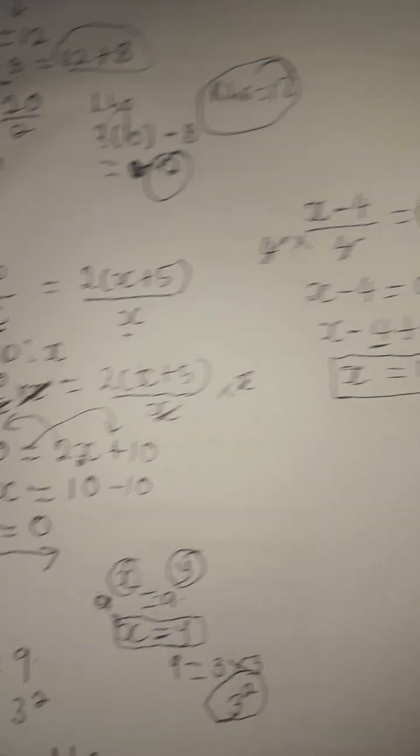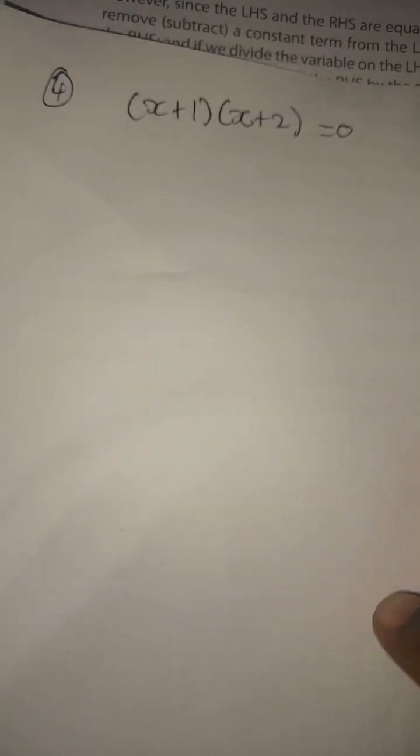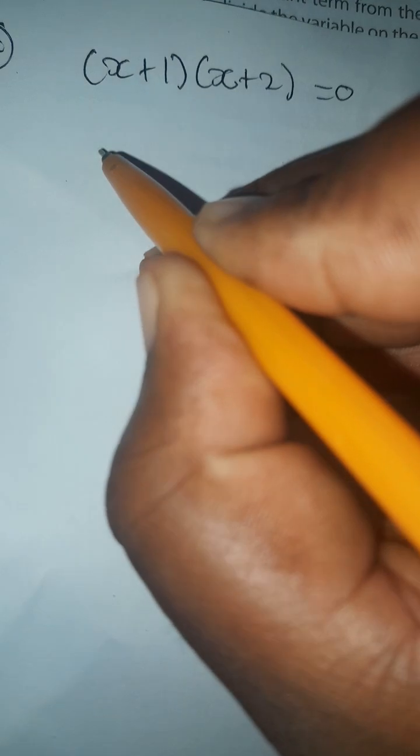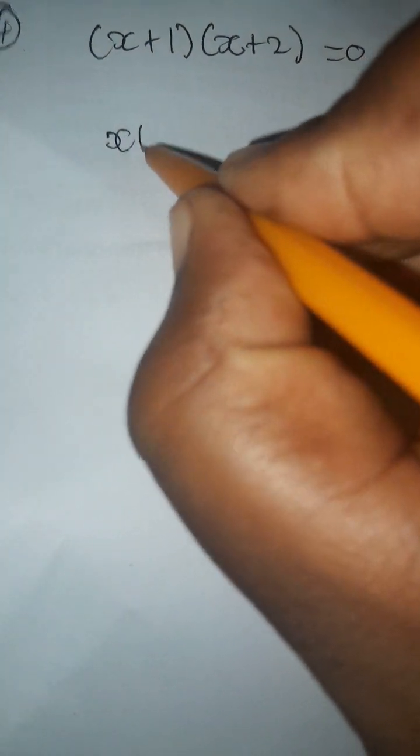So let's look at number 4. Let's look at number 4, before I talk about the notes. So we have a product. This is a 0 product. So whenever they give you a 0 product, you equate everything to 0. So you're having x plus 1 equated to 0. You're also having x plus 2 equated to 0.